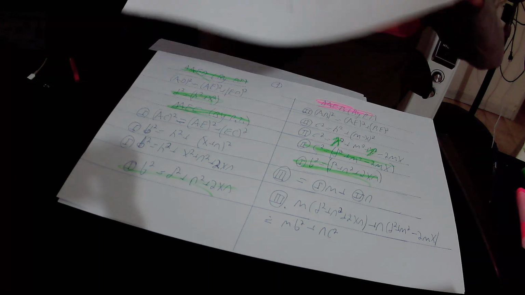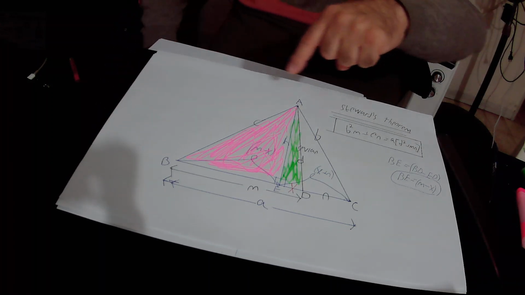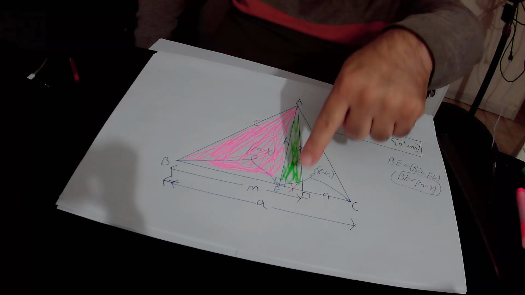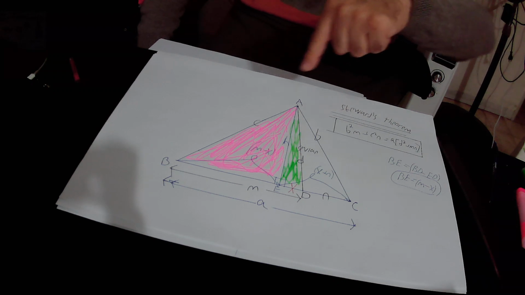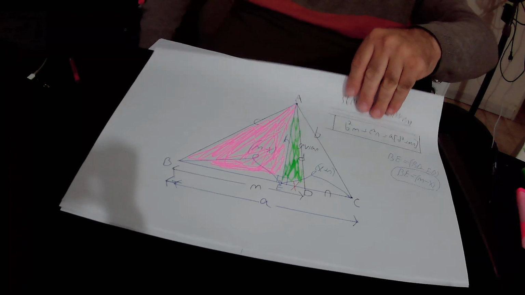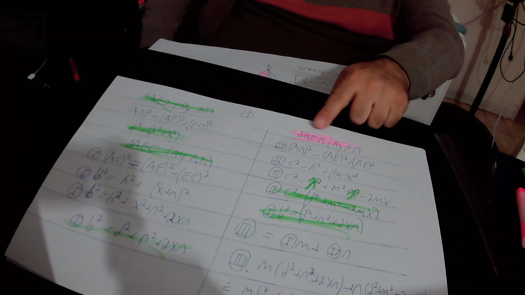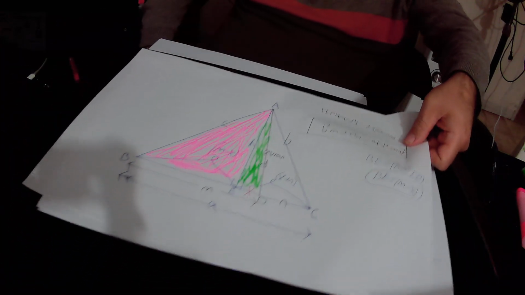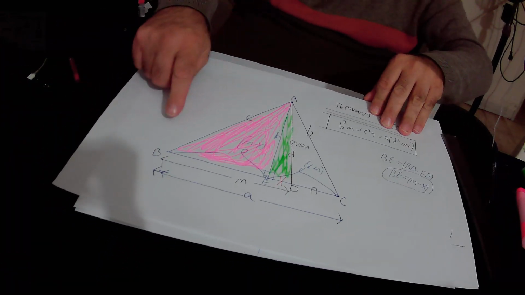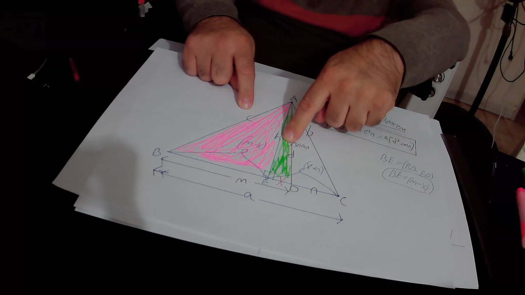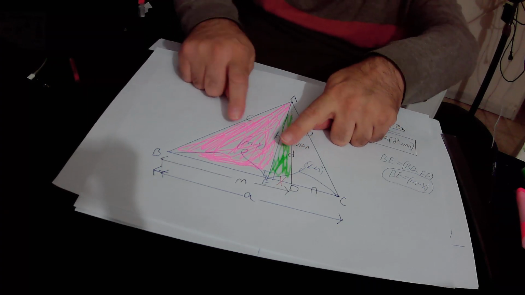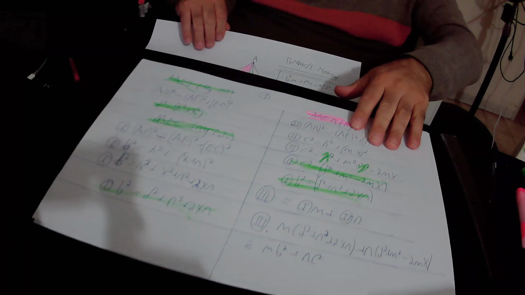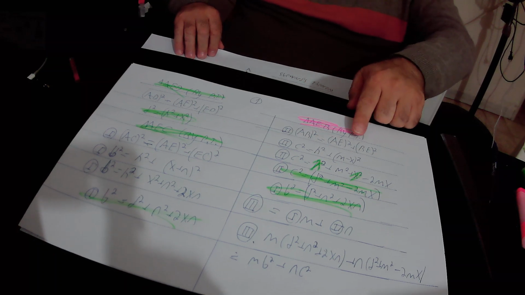Then we implemented the Pythagoras theorem on the pink right triangle ABE. According to the Pythagoras theorem, AB square equals AE square plus BE square. Here, AB equals c units in its length, AE equals h units in its length, and BE equals m minus x units in its length. Therefore, we get that, according to equation number 2, c square equals h square plus m minus x square.